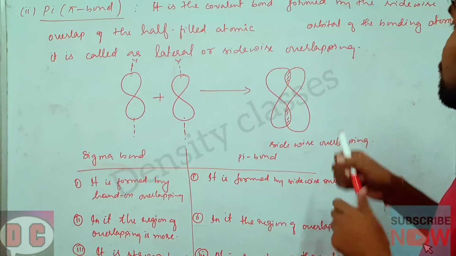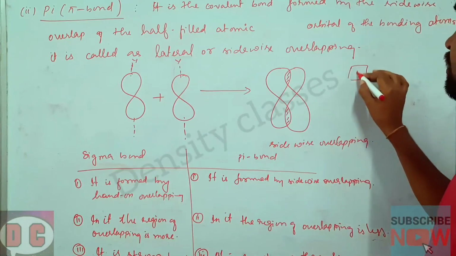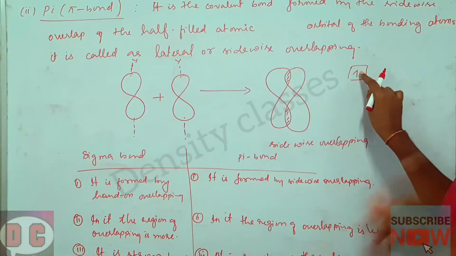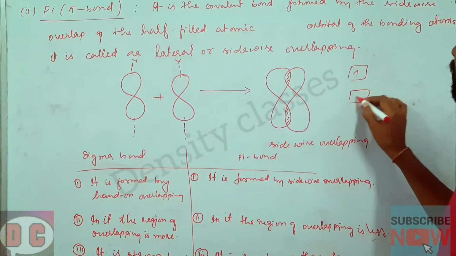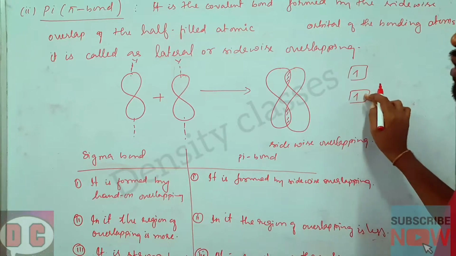For example, the capacity of this orbital is 2, but it has only 1 electron, and the capacity of this orbital is 2, but here too it has only 1 electron.